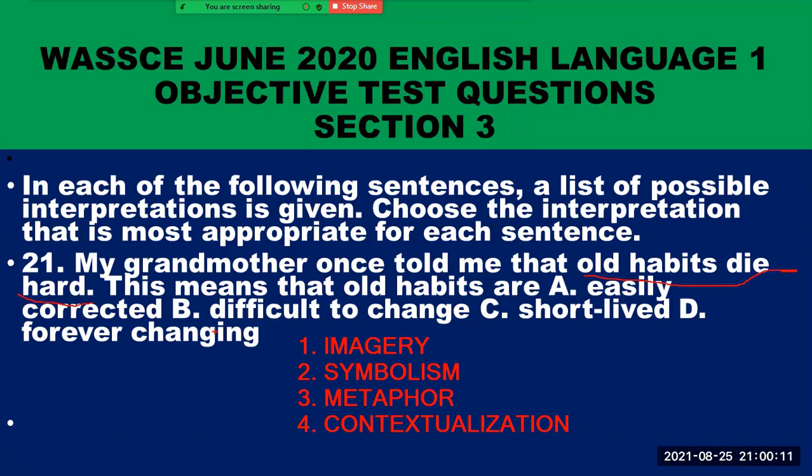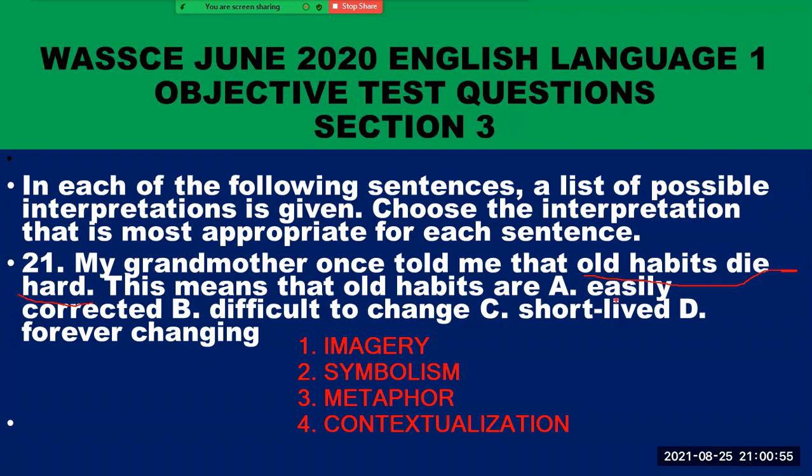And also, another thing we can use here is contextualization. So we use a combination of imagery and contextualization, because the word die and the word hard put together, die hard, give us the meaning that refers to a stop. We know the meaning of die and we know the meaning of hard. So if something dies hard, it means it is difficult for it to stop. So having this meaning in mind, let's now look at the options.